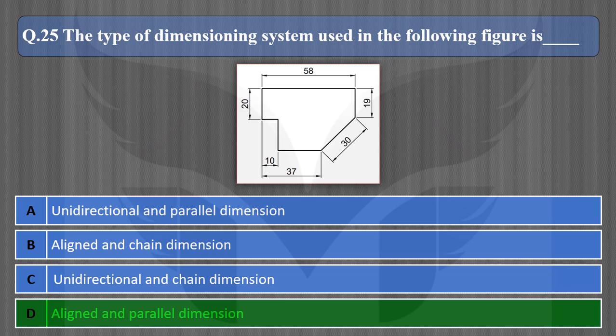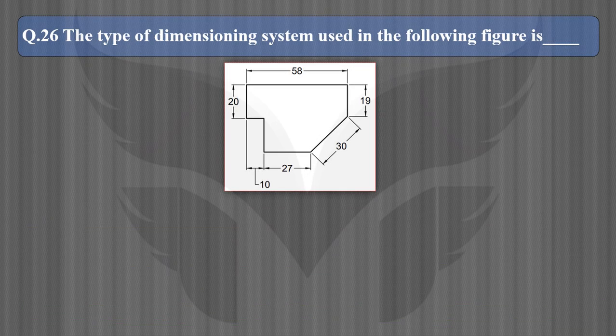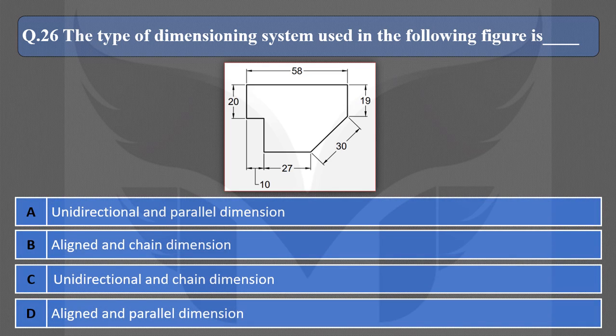Let's look at the next question. The type of dimensioning system used in the following figure is, and here we have the same options as the previous question. In this figure, the unidirectional dimension system is used, and also these 10 and 27 dimensions are given in chain fashion. So here the correct option is C, unidirectional and chain.